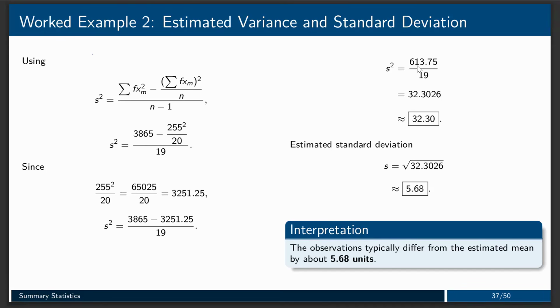We have s squared equals 613.75 all over 19. Then approximately our sample variance is 32.30, and the sample standard deviation is the square root of 32.30, which is 5.68.